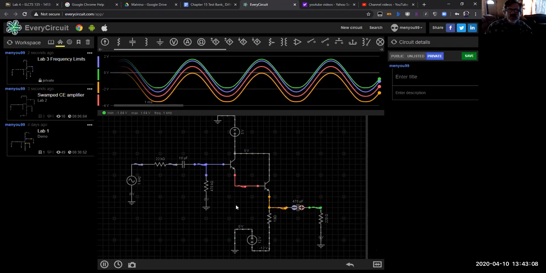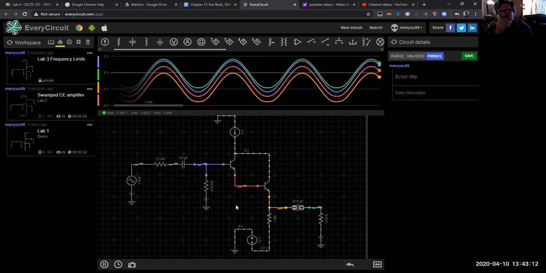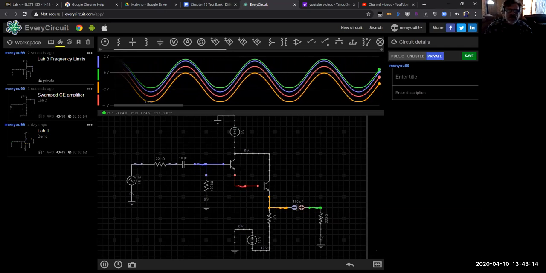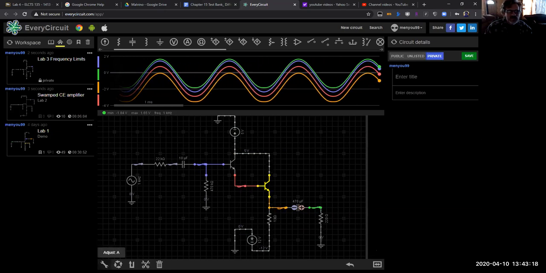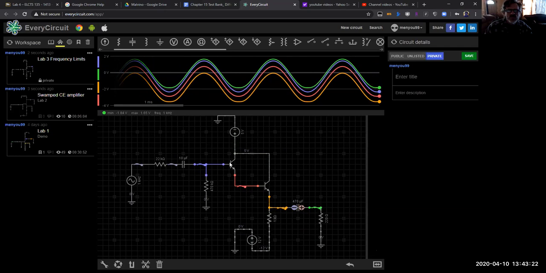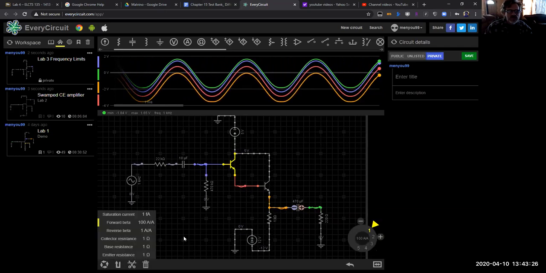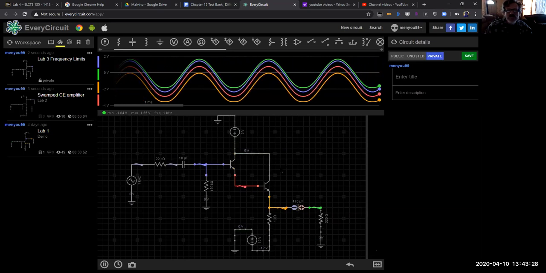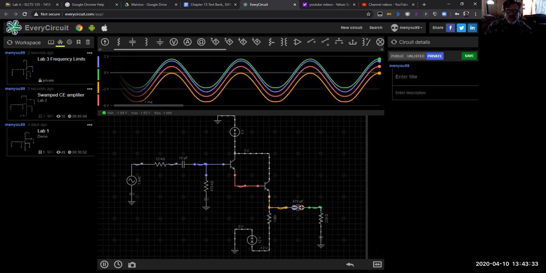Typical Darlington pair, cascaded, right? Cascaded amplifier. So you're using two transistors like that. And you can check and make sure that both of them are set to your ideal of 100 in this case. And they are. And I think that's really about everything with this lab.